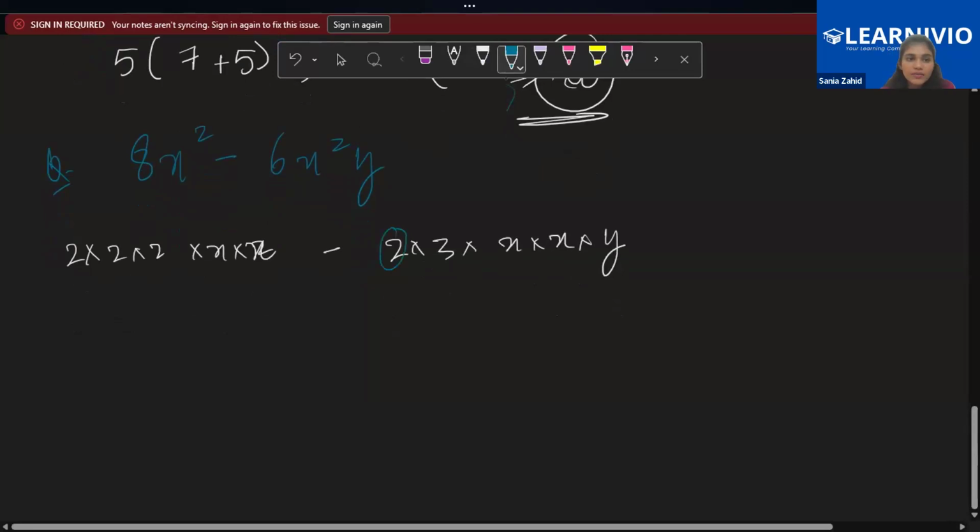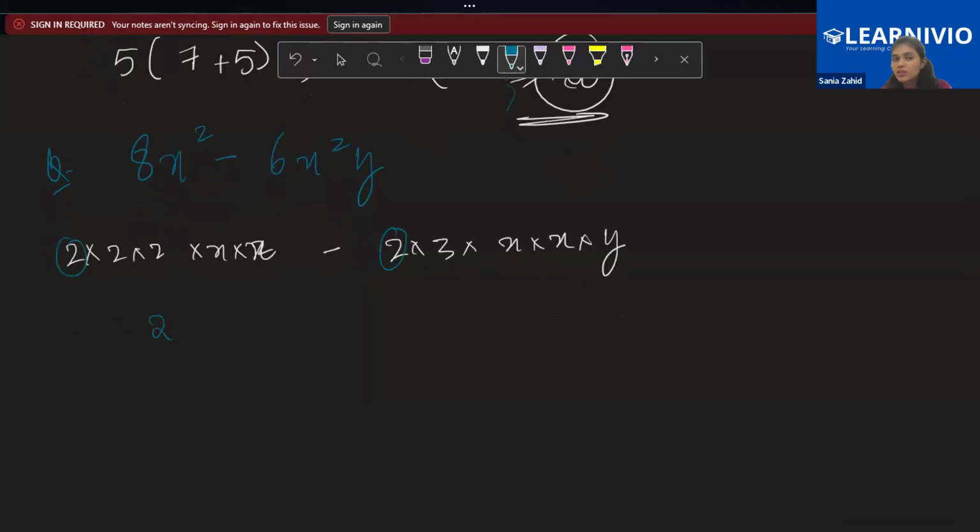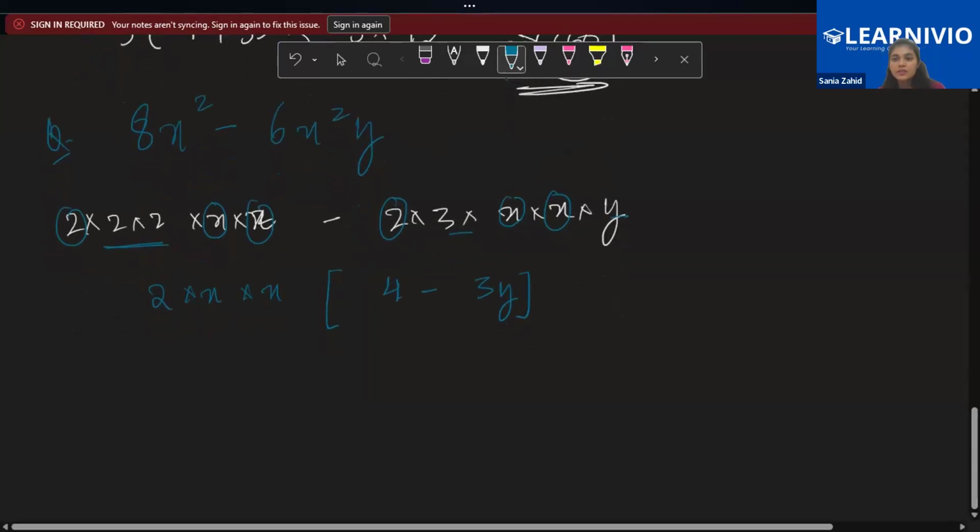You have 1, 2 and 1, 2, so write down 2 outside the bracket. x and x, write it outside the bracket. One more x and one more x, write it outside the bracket. Inside the bracket, what is left? From here, 2 into 2, so 4 is left, minus 3 into y. 3y is left. Right, children? So 2 into x is 2x square, in the bracket 4 minus 3y.